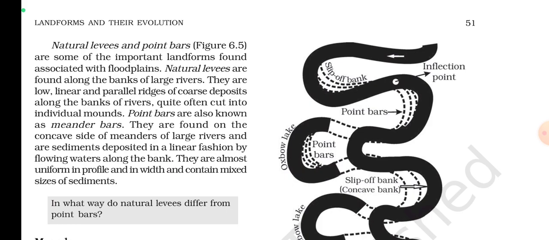Point bars are also known as meanders. They are found on the concave side of meanders of large rivers and are sediments deposited in a linear fashion by flowing waters along the bank.